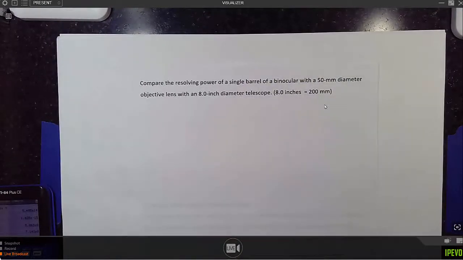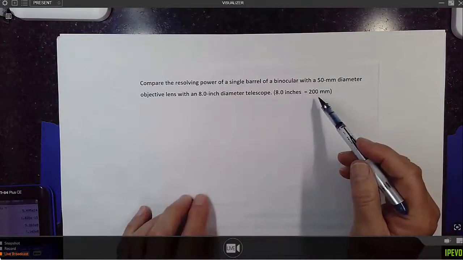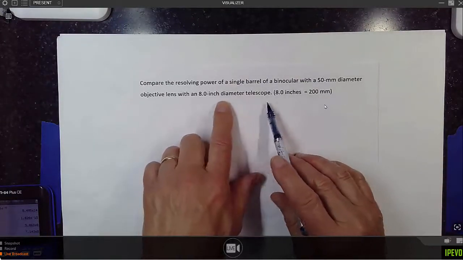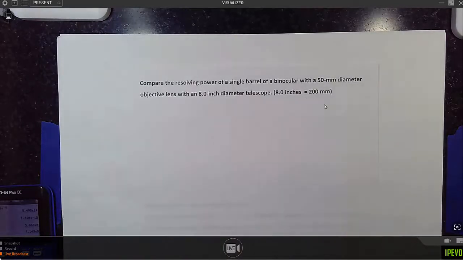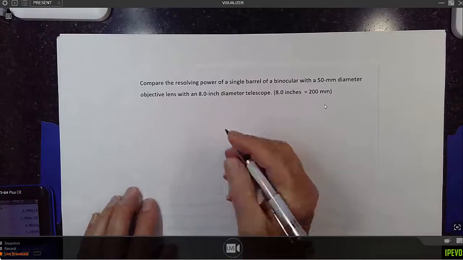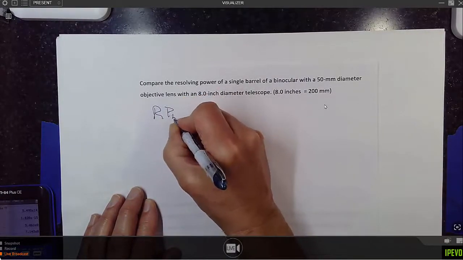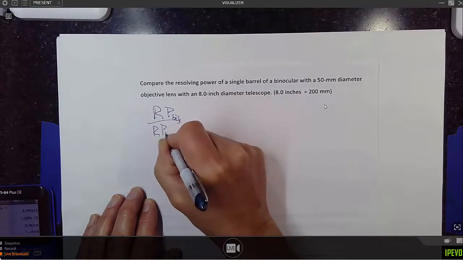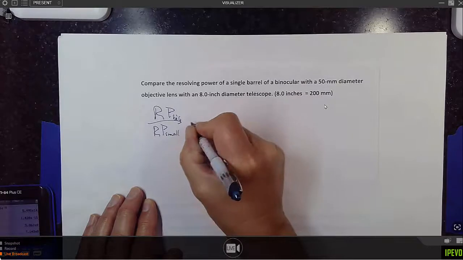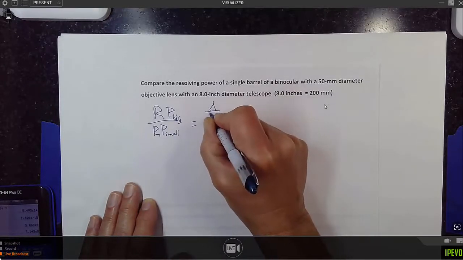Let's compare the resolving power of a binocular with a 50 millimeter diameter objective lens with that of an 8-inch diameter telescope. I'm going to go ahead and do what I did before with the resolving power of the big one divided by the resolving power of the small one. So these will both be working with the same wavelengths of the light.